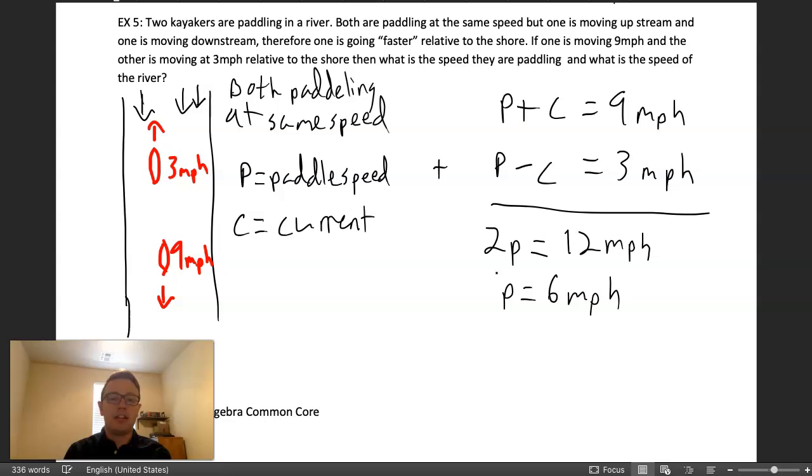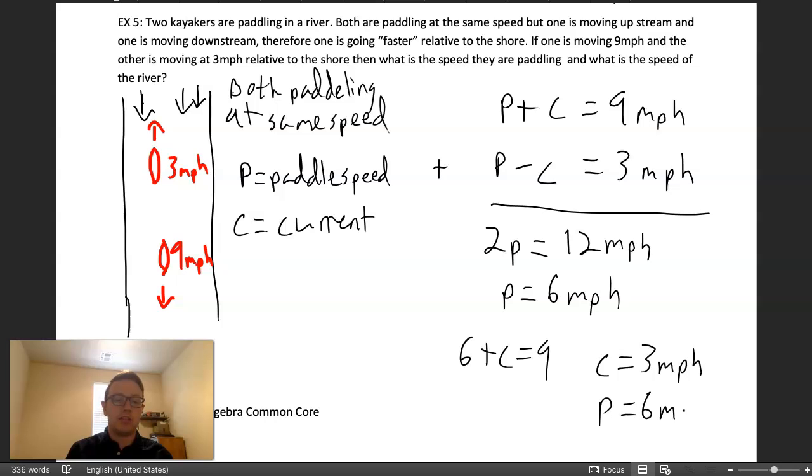What about for the current? Well, the current is going to be P plus C is 9, so 6 plus our current speed is 9 miles per hour, or our current speed will be 3 miles per hour. So here are our two answers. Current speed is 3 miles per hour, and our paddle speed is 6 miles per hour.